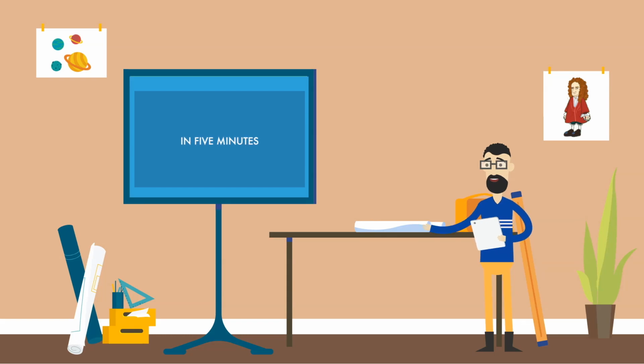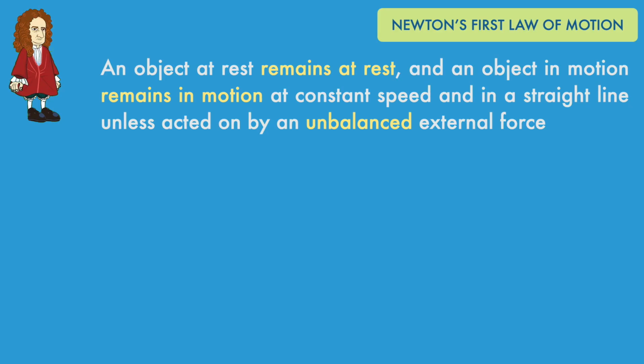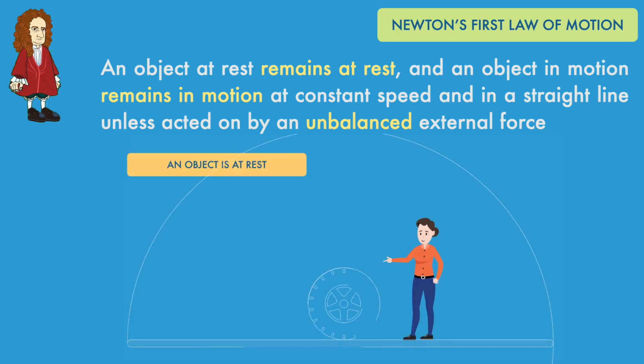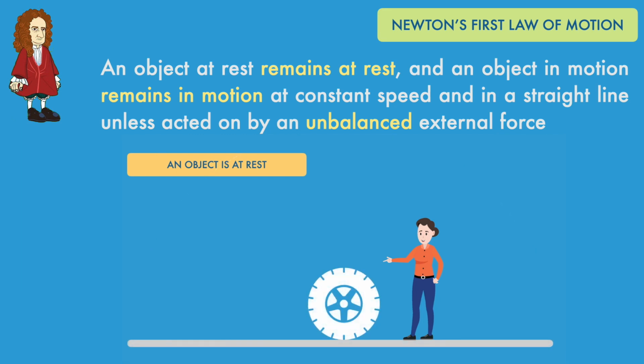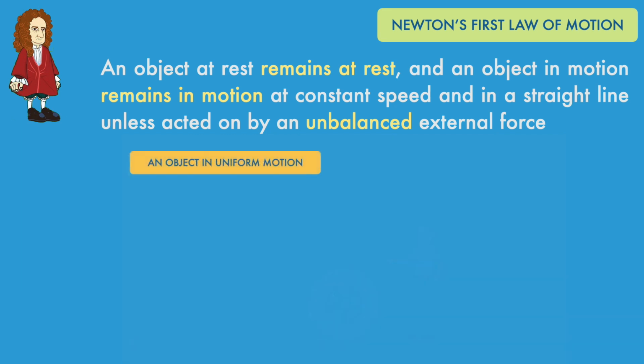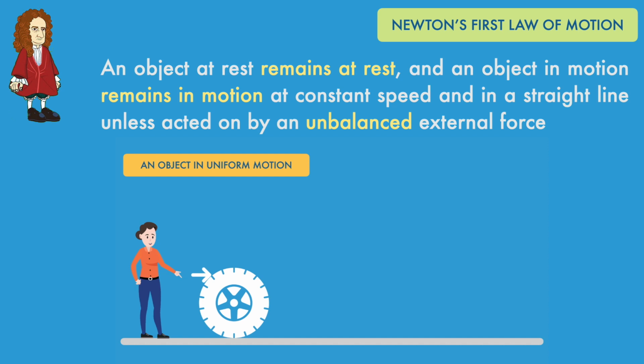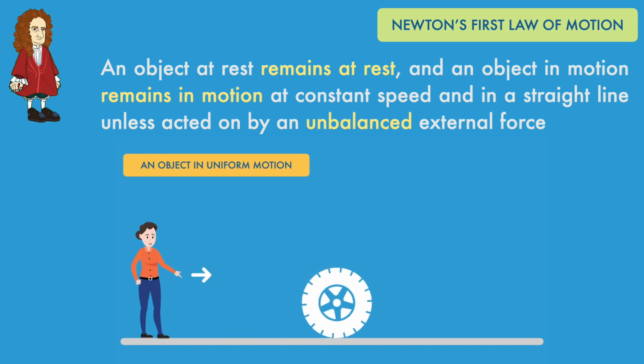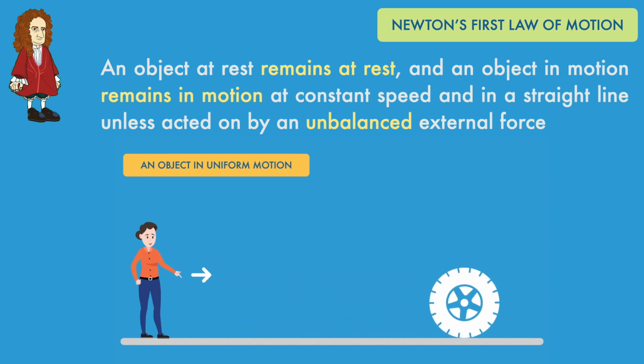There are 3 laws of motion that we are familiar with. Today, we will discuss Newton's first law of motion. Newton's first law will tell you 2 things. A body or an object at rest tends to remain at rest, and a body or an object in motion tends to remain in motion at a constant velocity, unless acted on by a net external force.